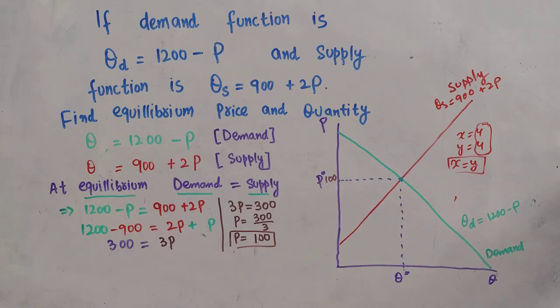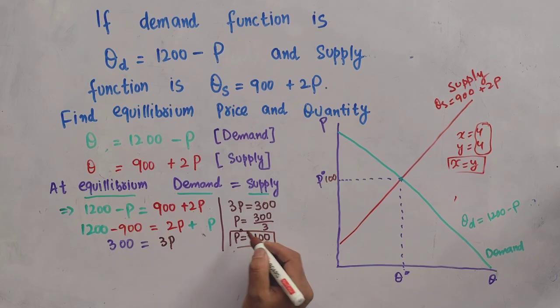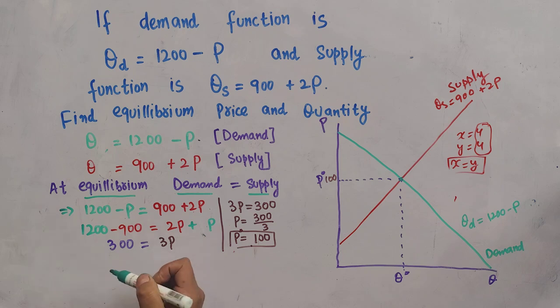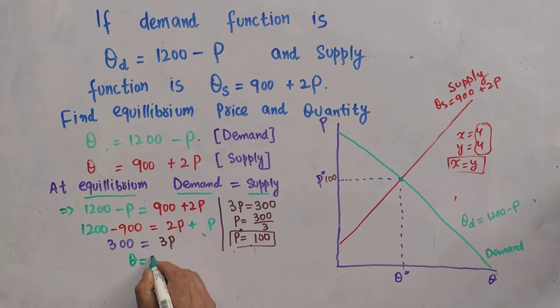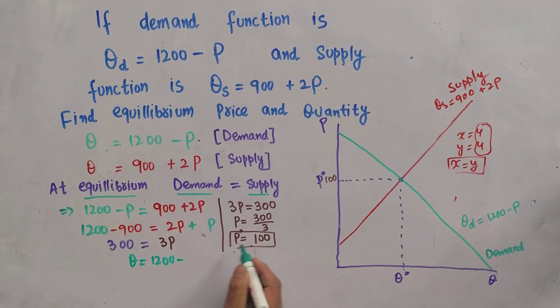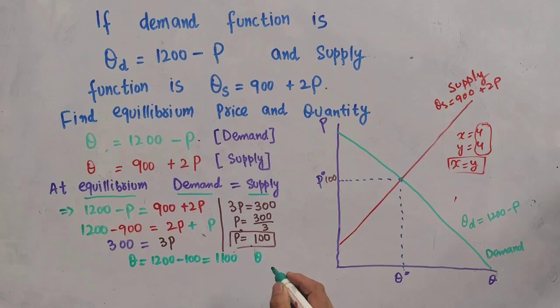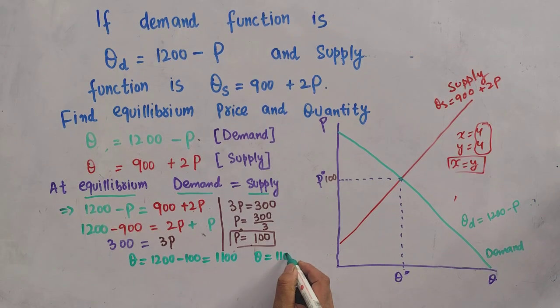And what about equilibrium quantity demanded or supplied? So plug P is equal to 100 in either the demand or supply function. Let's plug it into the demand function. So Q will be equal to 1200 minus the value of P, which is 100, so we will get 1100. So quantity demanded or supplied will be equal to 1100.